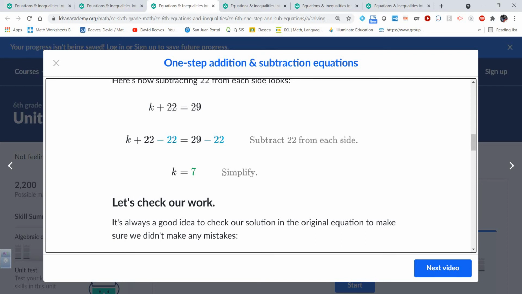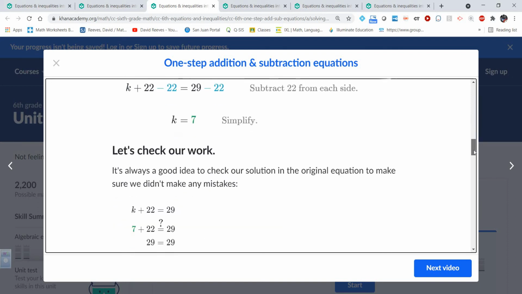But remember, whatever you do to the left side, you have to do the right side, because you have to keep that equation true and balanced. So when we do that, we get k is equal to 7, because 22 minus 22 is 0. So that gets the k by itself, and 29 minus 22 is 7.